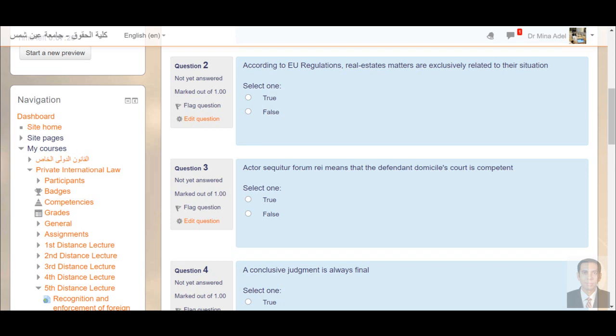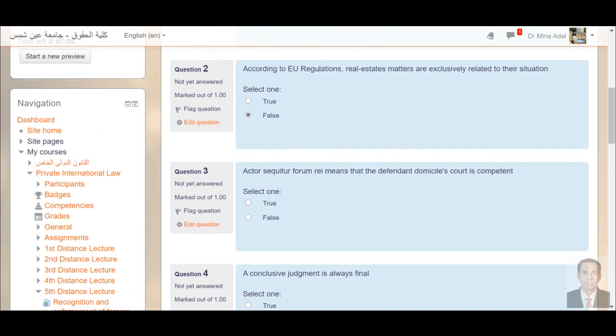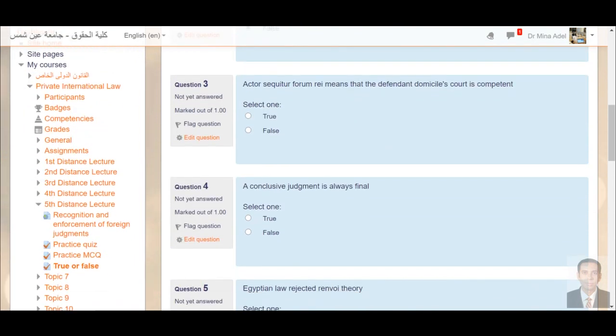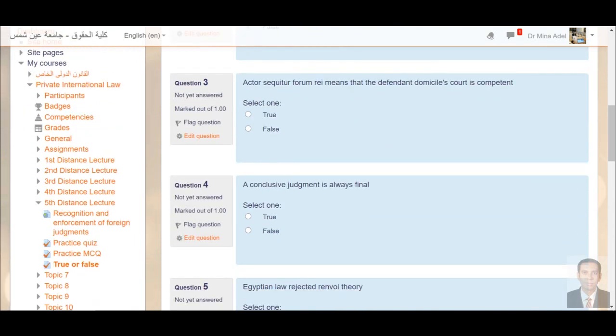So if we say exclusively, that means that we have the only answer. And this is not correct. Of course, if the same question for Egyptian law, it will be correct. But here it is not correct, so we will check false. Question 3. The principle actor sequitur forum rei means that the defendant domicile's court is competent. And as you know, this is the general option, the defendant domicile, and this is true.